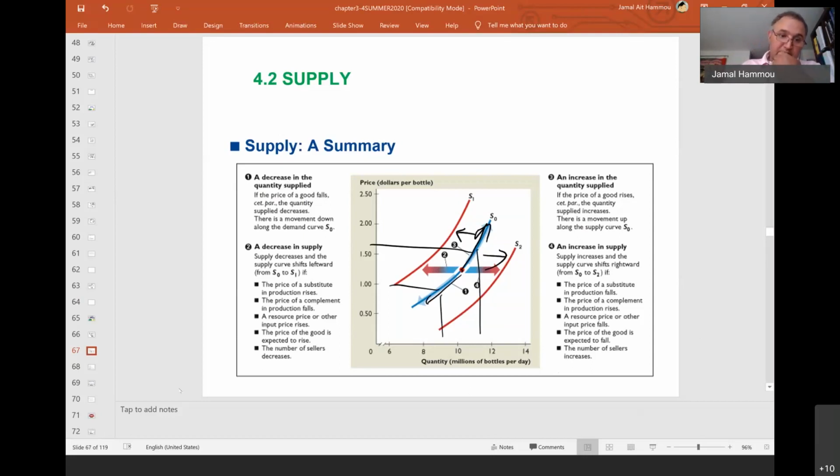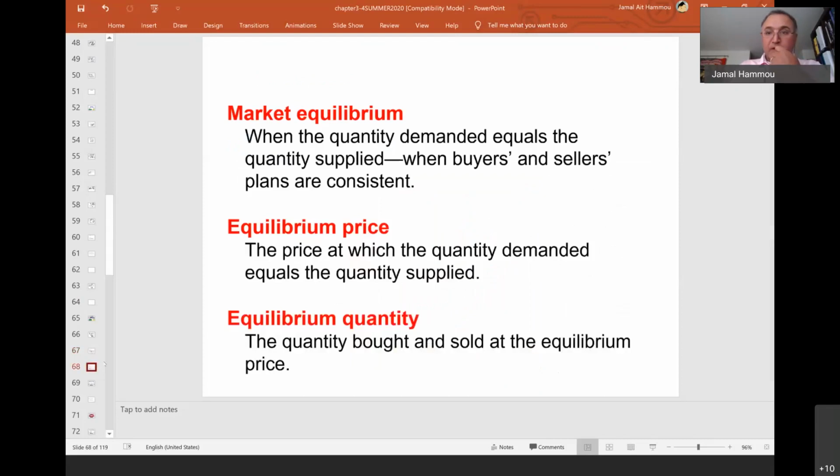Okay, so now we talked about both of them. Now we can talk about what happens when we put them together. We talked about demand, and we know how people behave in the marketplace. Then we talked about producers and sellers, and we figured out how they behave in the marketplace. Now we want to know how the price is determined in the market. We say, okay, what happened?